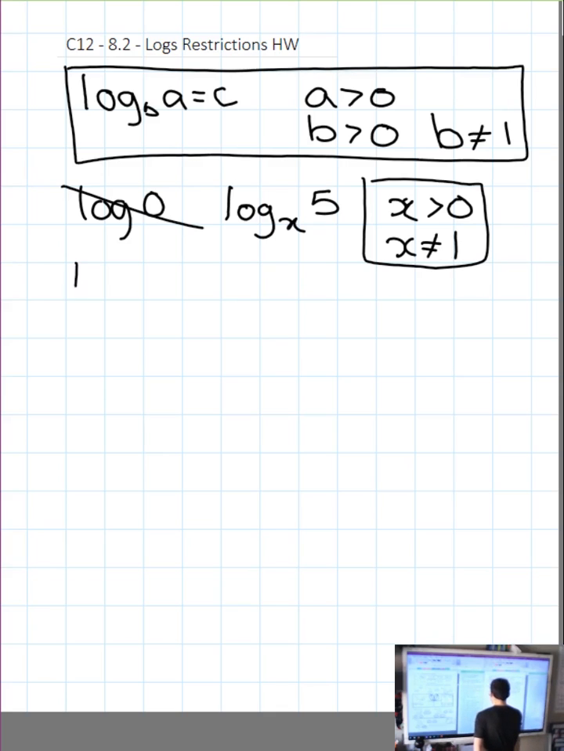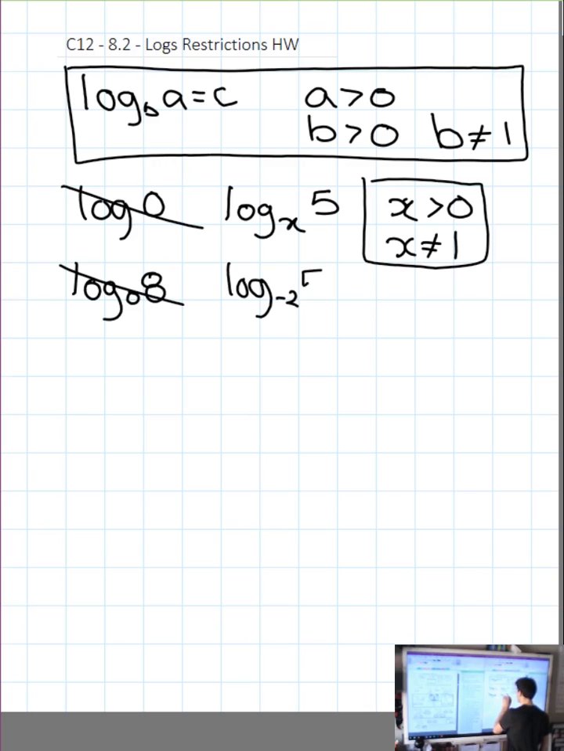Let's take a look at log base 0 of a number. Well, again, we cannot do that because the base needs to be greater than 0 and can't be 1. Let's take a look at log base -2 of 5. Well, we can't do that because the base needs to be greater than 0. Let's take a look at log base 1 of 7. Well, we can't do that because x cannot equal 1.